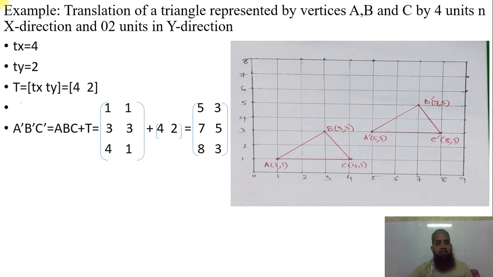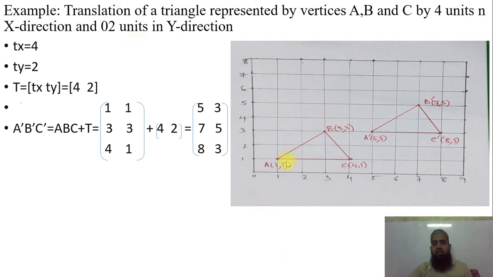Last time we saw module number 2, in which we saw what we mean by scaling, and a small example of scaling also. Here I am going to extend it with a second example, a translation, sorry, not scaling, a translation. It is a translation of a triangle represented by the vertices a, b and c.